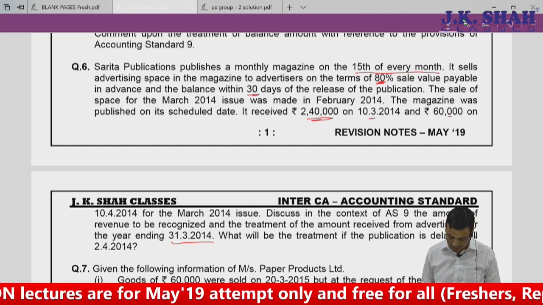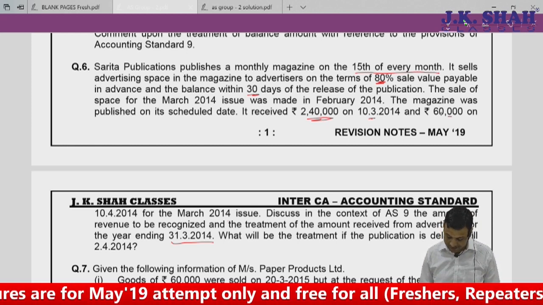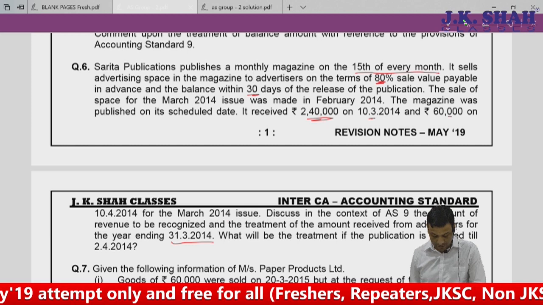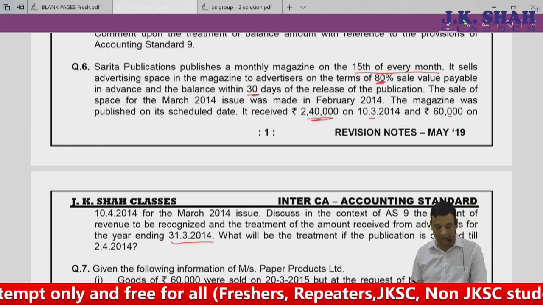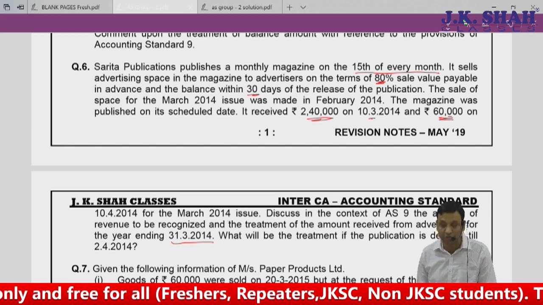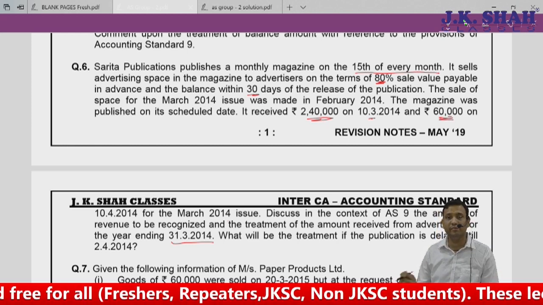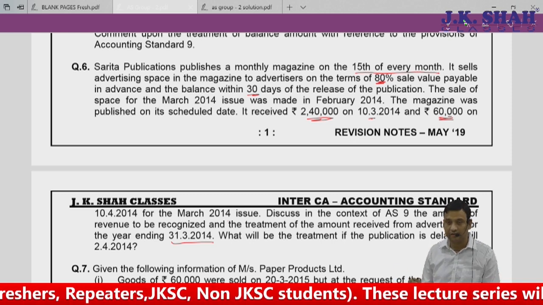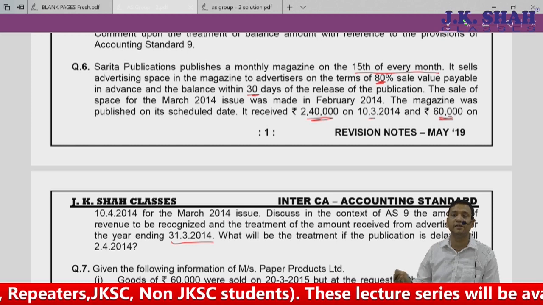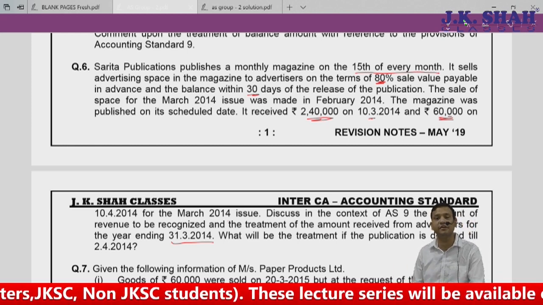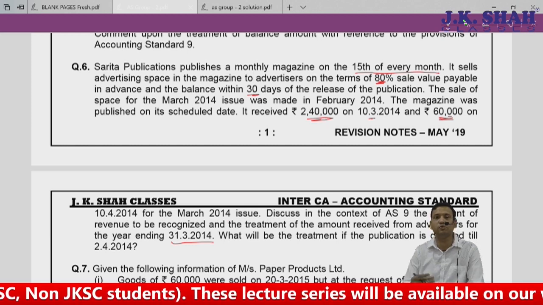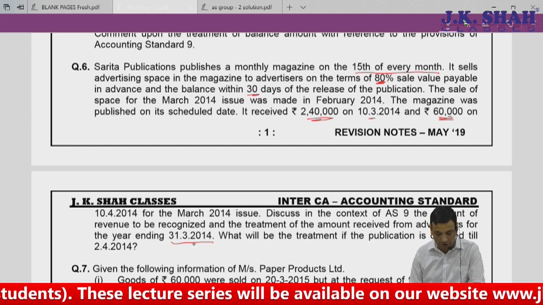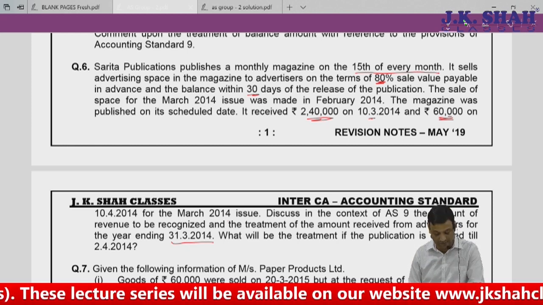So obviously, the whole amount, 2,40,000 plus 60,000, will be recognized as revenue on 15th of March, provided there is no uncertainty with respect to the 60,000. If there is a question mark or uncertainty about receiving the 60,000, then it should not be recognized. The reason is I may get the 60,000 after 30 days of publication, so there may be an uncertainty. But if uncertainty is not there, I will recognize 2,40,000 because it has been received in any case, plus 60,000. So on 31st March 2014, I will be recognizing revenue of 3 lakhs.